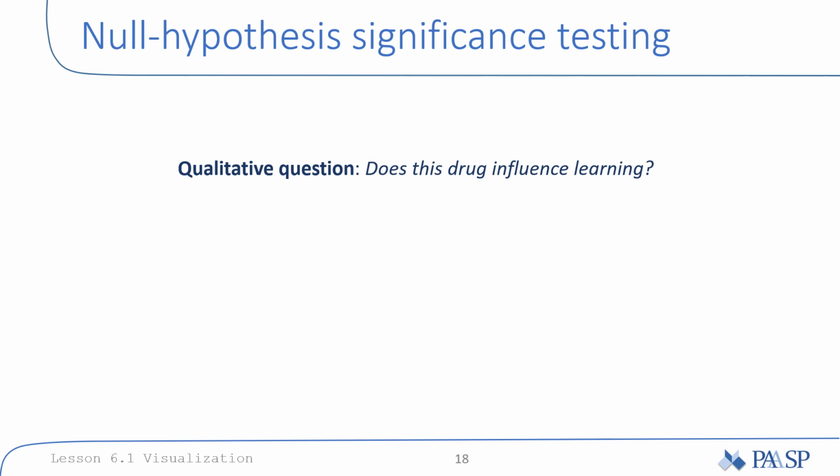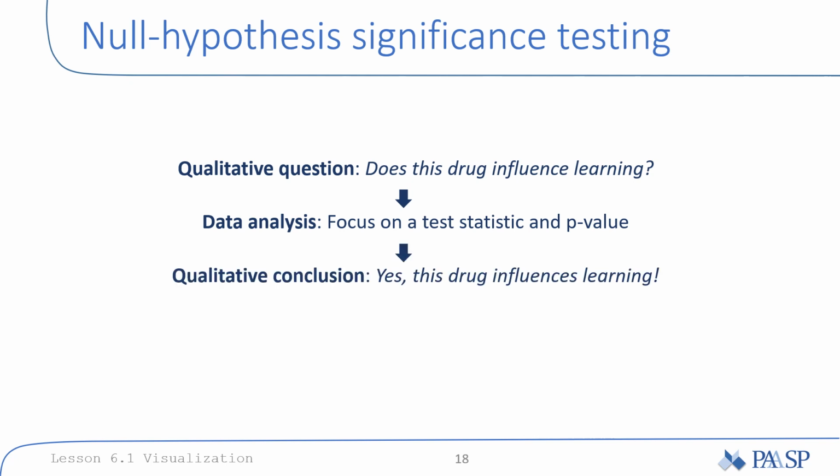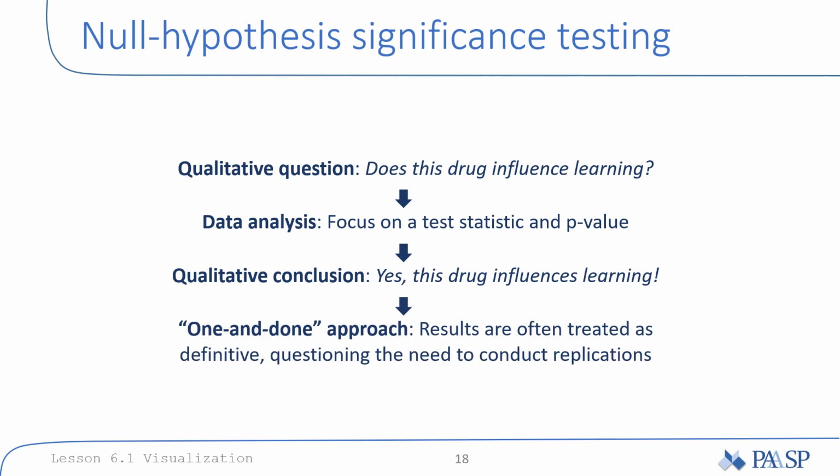Using the null hypothesis testing approach, we would ask a qualitative question. For example, does a certain drug influence learning? The data collected is then reduced down to a test statistic and a p-value, and from these we make a qualitative conclusion. Yes, this drug influences learning. Results are often treated as definitive, so there can be little motivation to actually conduct any replications. Why test the drug again when it has been shown to work?